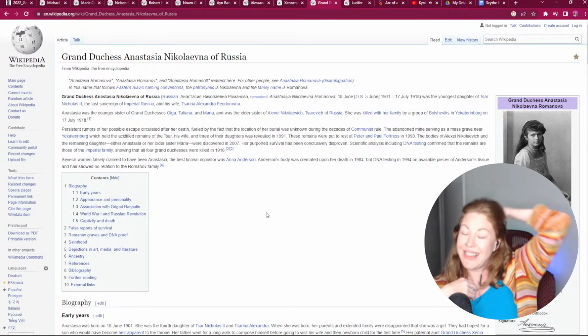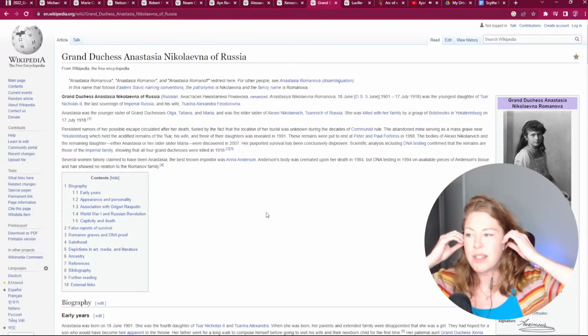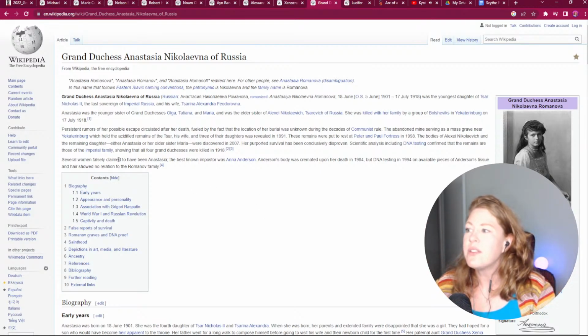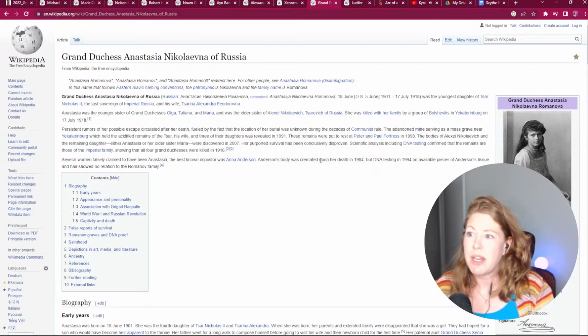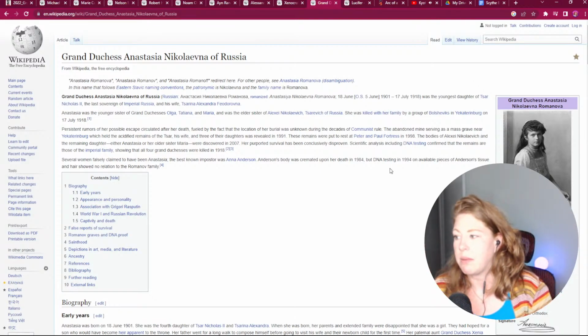And that's the crazy thing about this, is that there were rumors that she escaped, and of course people came forward and were like, I'm Anastasia. Several women falsely claimed to have been Anastasia. The best known imposter was Anna Anderson, who does look like her. Anderson's body was cremated upon her death in 1984, but DNA testing in 1994 on available samples of Anderson's tissue and hair showed no relation to the Romanov family.